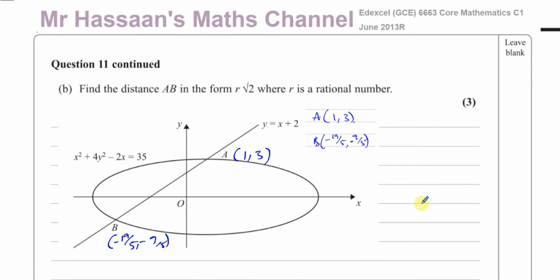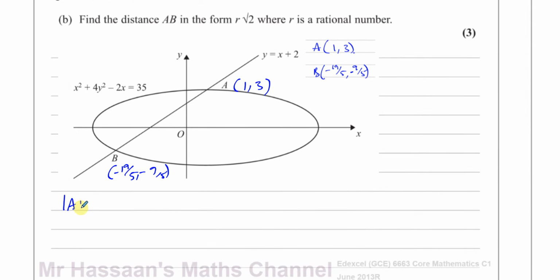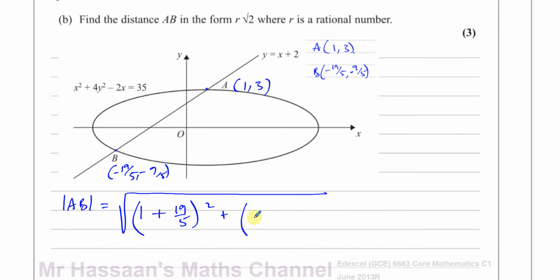Now, what we can do is we want to find the distance AB. So the distance from A to B is equal to, basically, using Pythagoras' theorem, the change in x squared plus the change in y squared. So we're going to have here the square root of, we're going to have 1 minus negative 19 over 5, which is 1 plus 19 over 5 squared, plus I'm going to have 3 minus negative 9 over 5, so 3 plus 9 over 5 squared.